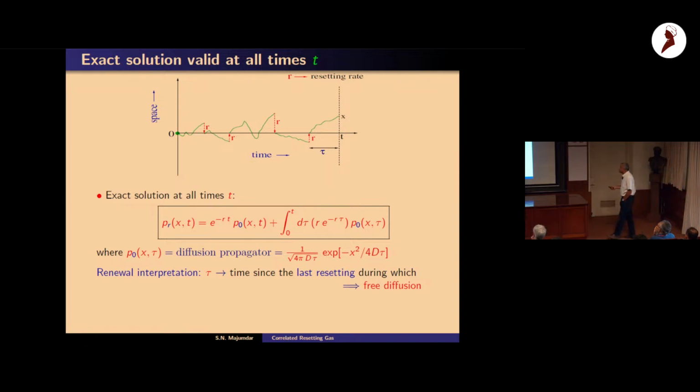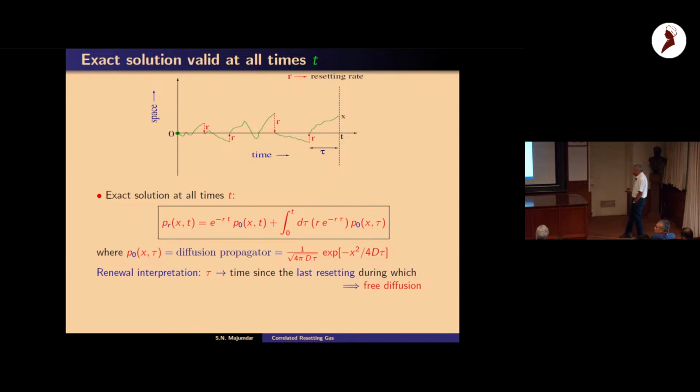But then you might have one or more resettings. In that case, what is enough is to track the time at which the last resetting happened. Suppose this is the tau behind the observation time t. You don't care what happened before that, because you have reset at the last one. After that, it's a free propagation. So what is the probability that there is no resetting event in this tau? That's e to the power minus r tau, followed by a resetting event, which is r d tau. You don't care what happens after that. And in this time interval, you have a free propagation, so this is just P0 of x,tau.